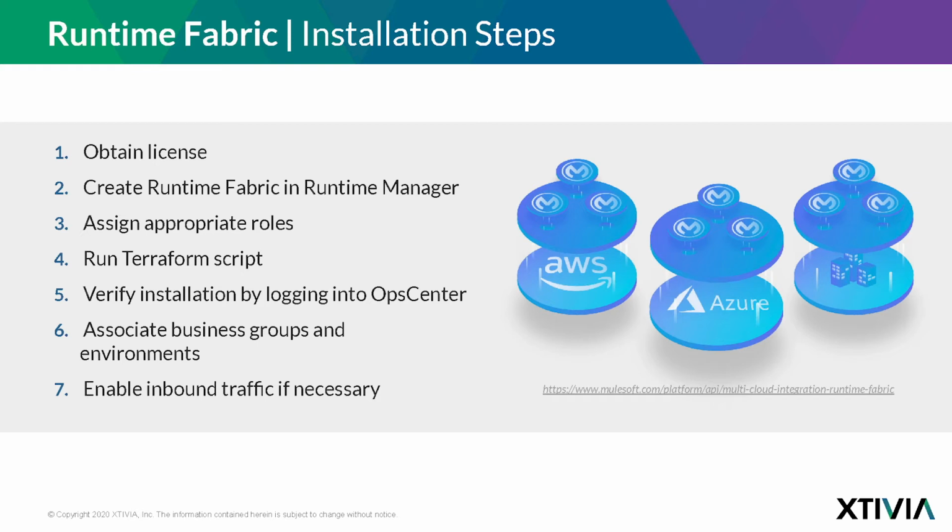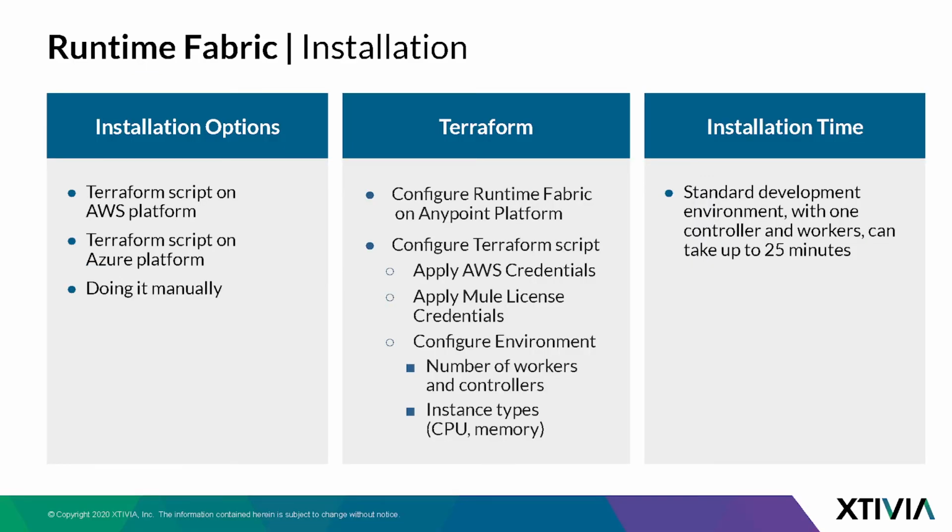The last step is that we have to enable the inbound traffic. We need to provide a valid SSL certificate in order to access this, and you have to enable the traffic. Only then will requests be served by the Runtime Fabric. So for this, as we said, we are going to select AWS, and we need to have the prerequisites: AWS credentials and a Mule license file, as well as the number of workers and controllers. These are the prerequisite items.